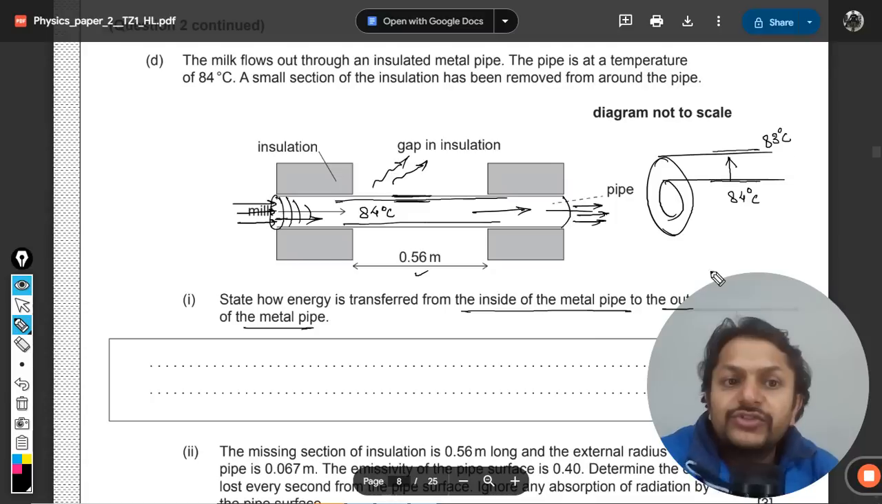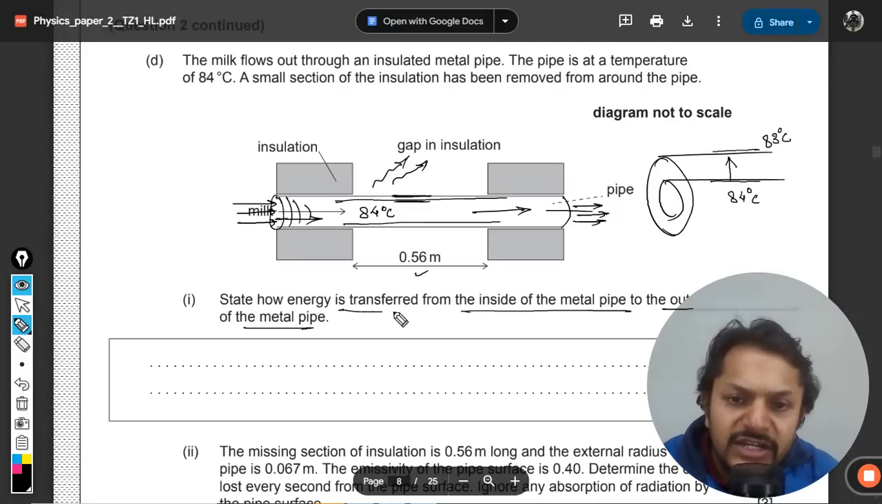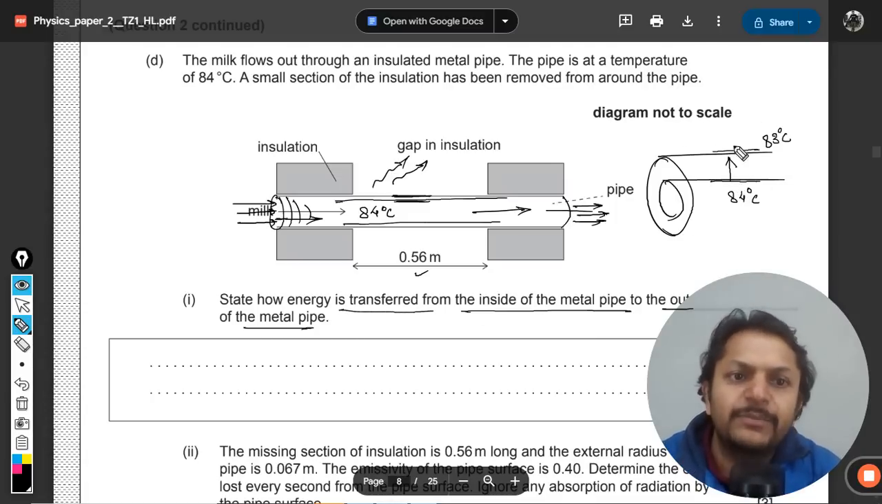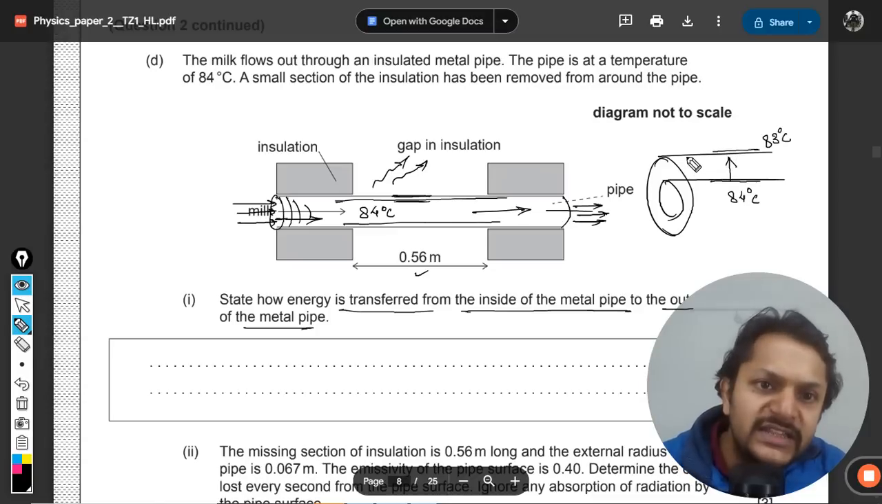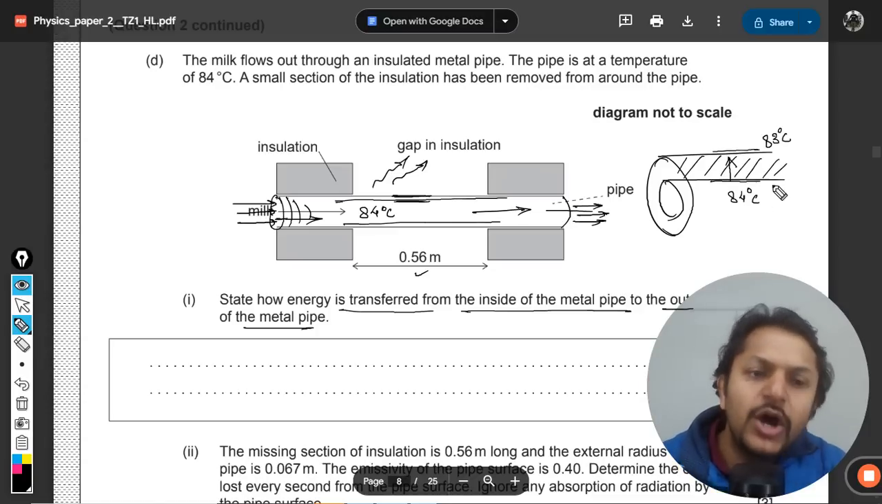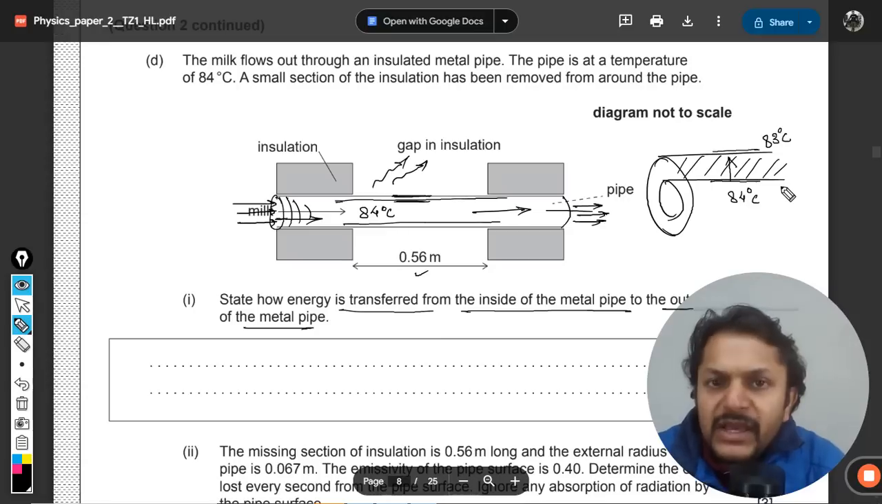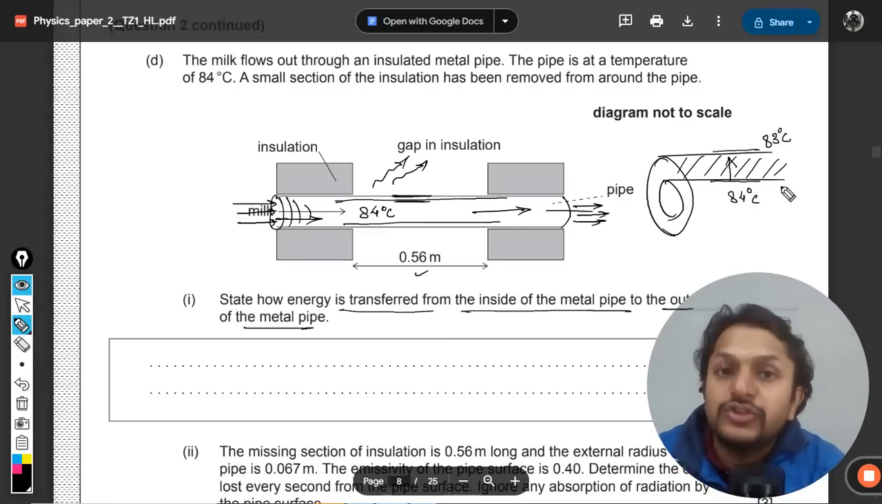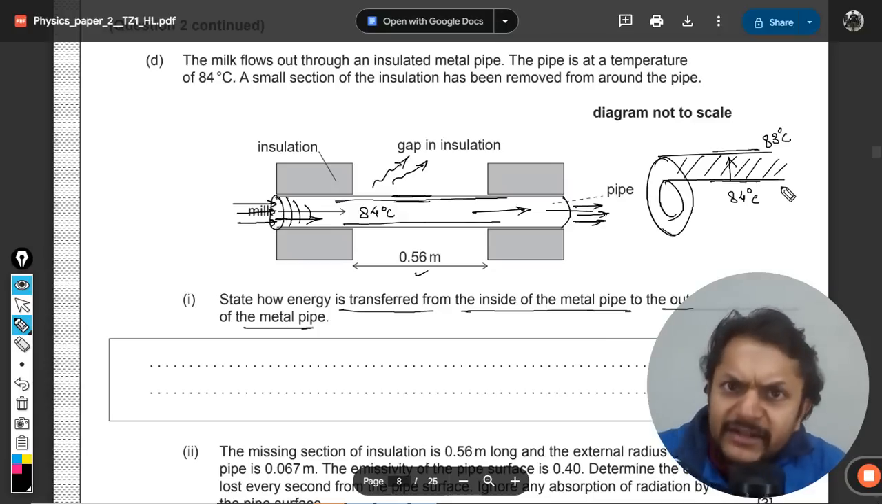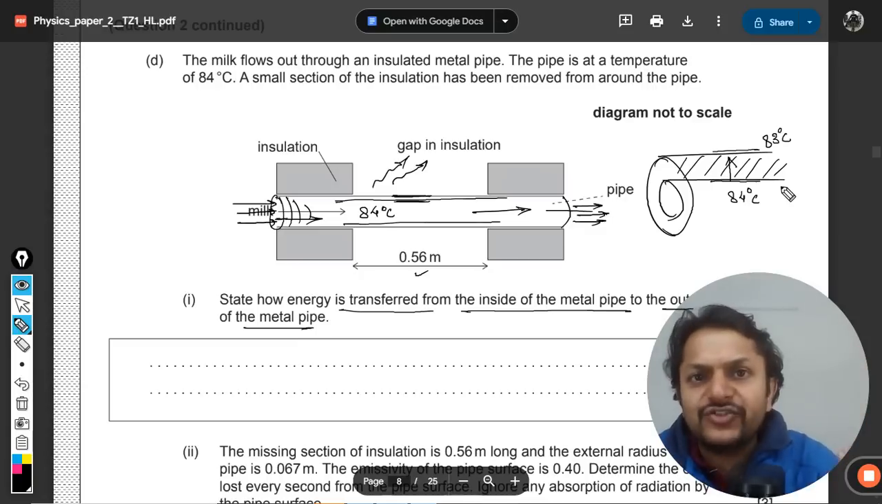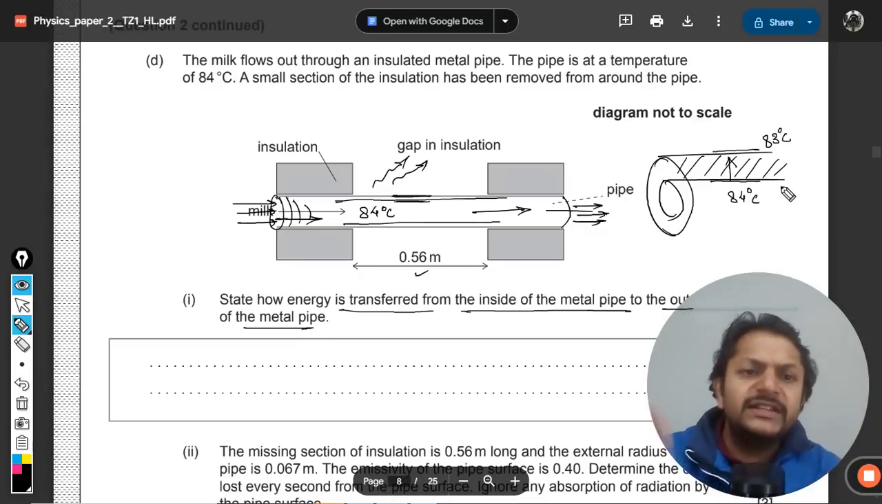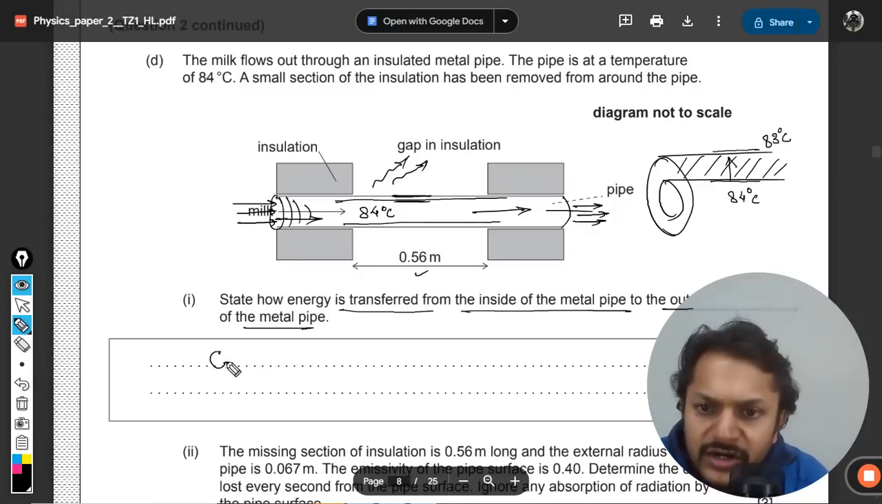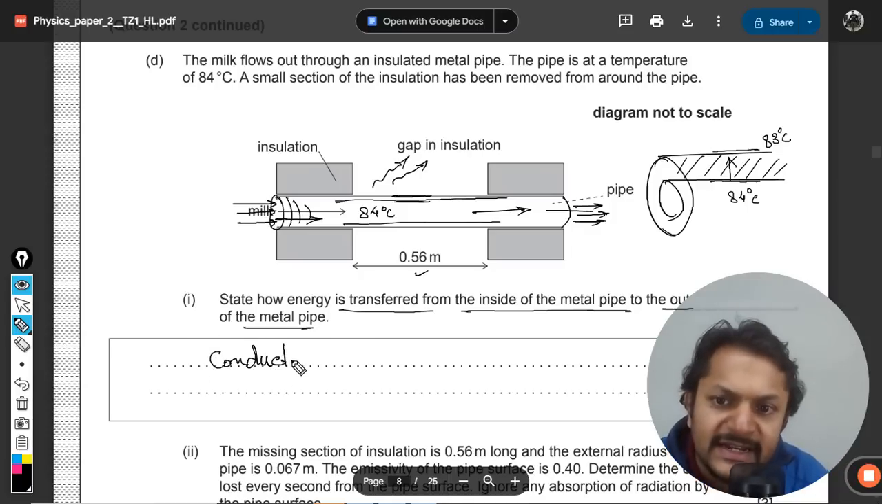So the first question is how the energy is transferred from the inside of the pipe to the outside of the pipe. Obviously the pipe is made up of a metal, and there are only three modes of heat transfer. First one is conduction, which is the popular mode of heat transfer in metals. Then there is convection, and the third one is radiation. Obviously, this talks about conduction. So here our answer will be clearly conduction.